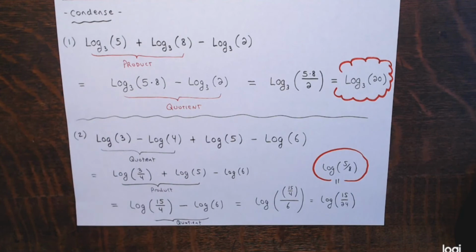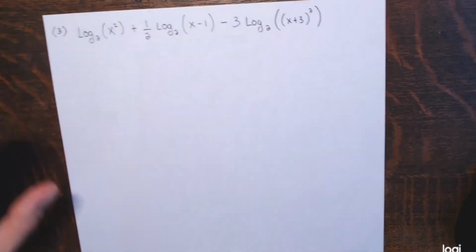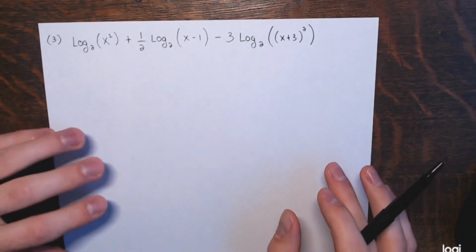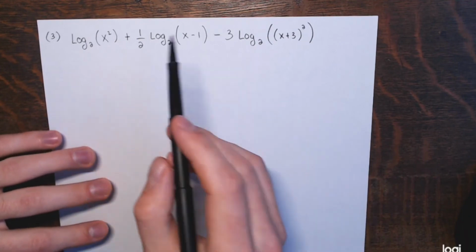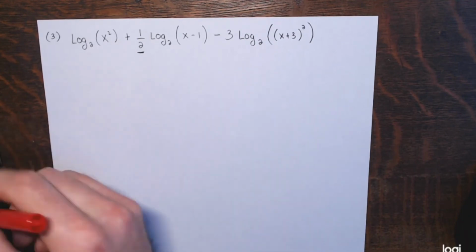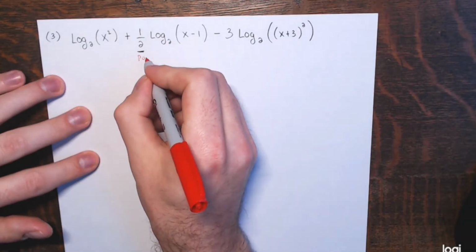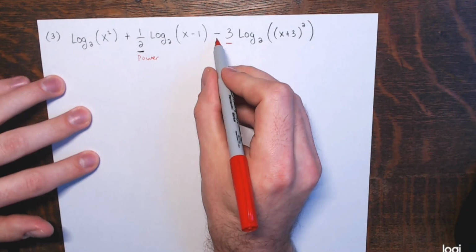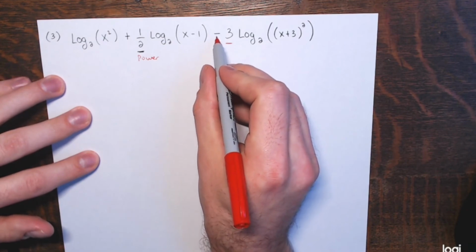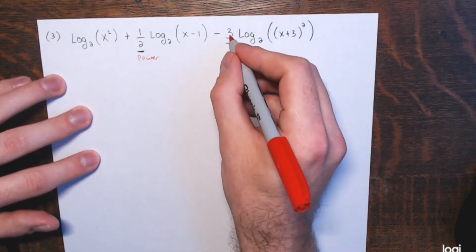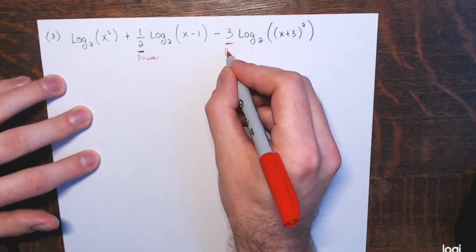Right, so in the next example, I do have a scenario where we're going to start off using that power rule. You see I have a half in front of this log, so I'm going to use the power rule with the half. And then I have a 3. You can ignore the negatives with the power rule because you'll take care of the negatives later when you use the quotient rule. So this 3 in front of this log, I'm going to also apply the power rule here.